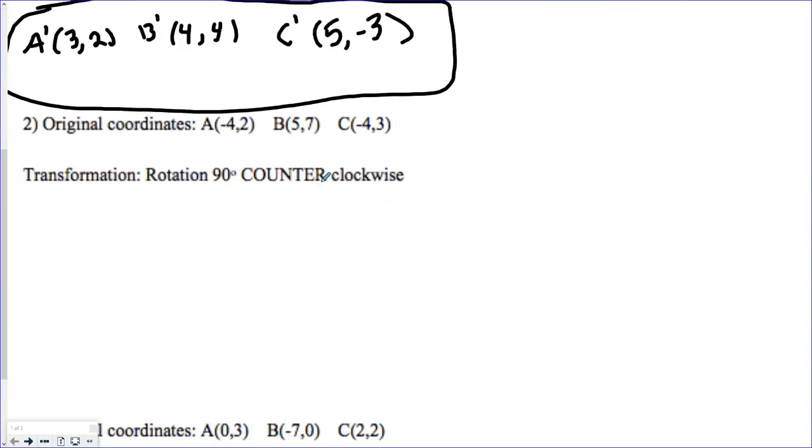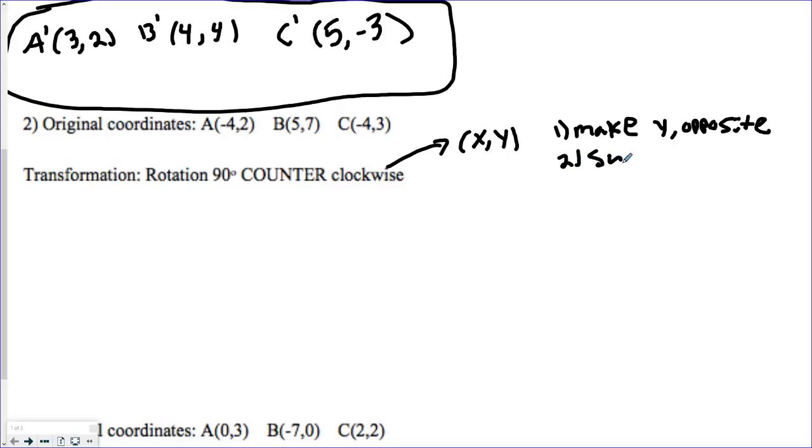Rotation counterclockwise. So counterclockwise and clockwise have the opposite effects. So counterclockwise does this. So this is your point, x comma y. Counterclockwise says first, make the y opposite. And then swap x and y. So make y opposite and then swap x and y.